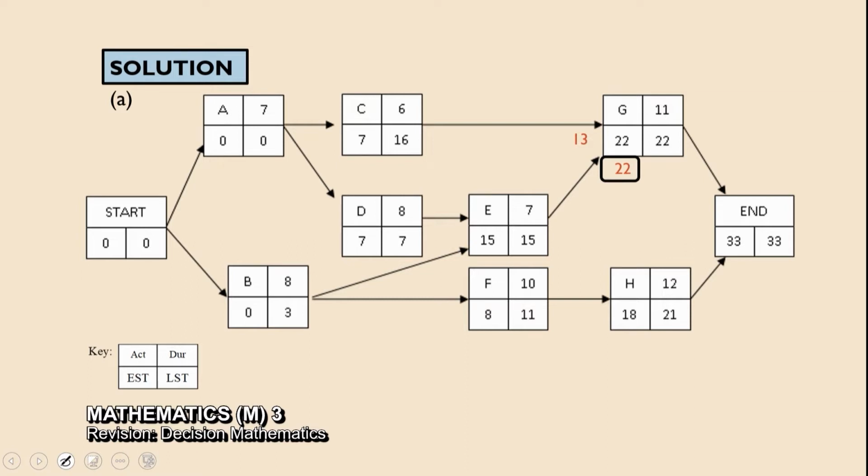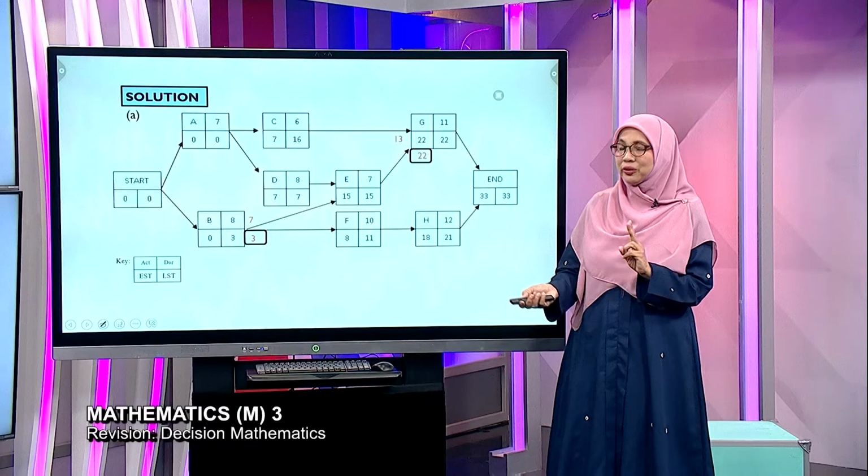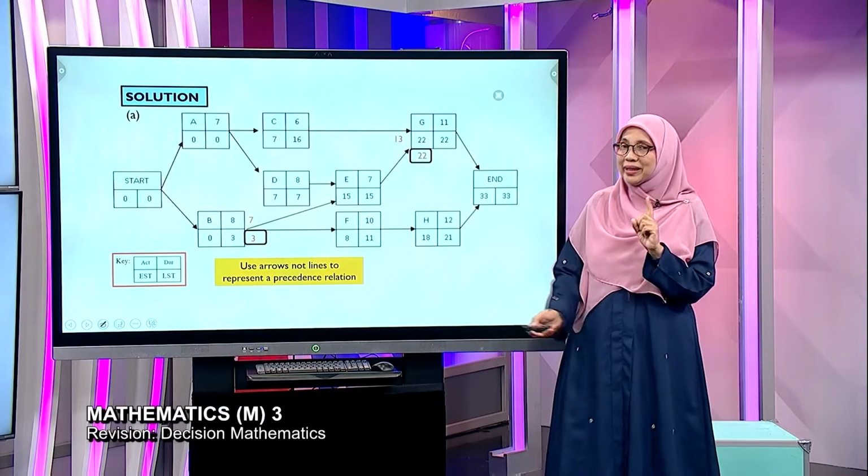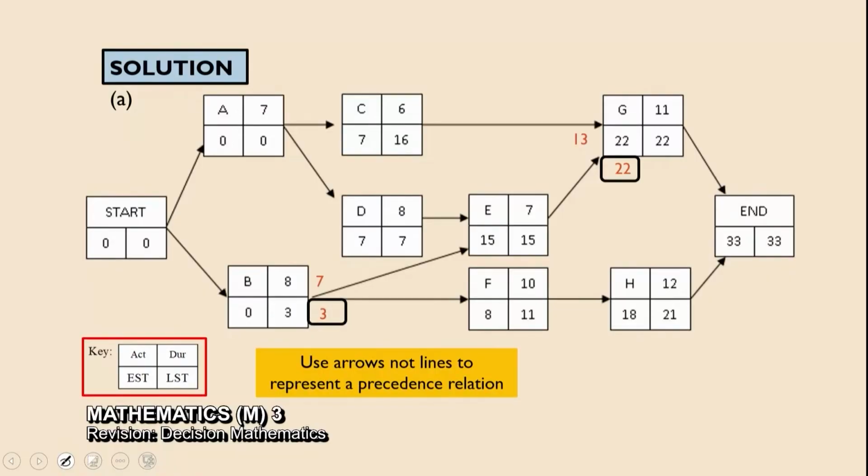Next, the latest start time. We have 2 possibilities here for activity B: 15 minus 8, 7, or 11 minus 8, 3. We choose the shortest duration. Remember the tips to get the earliest start time and latest start time. And please, students, do not forget to do the key. Most students will lose marks because they forget to draw the key. You must indicate, because the question says just now, indicate the activity, duration, early start time, latest start time clearly.